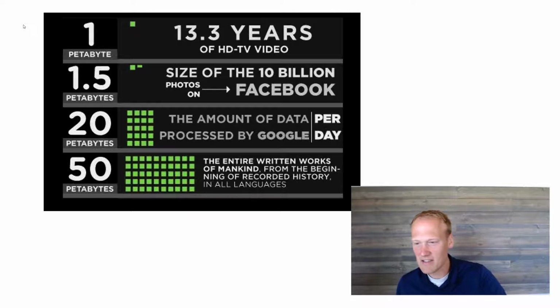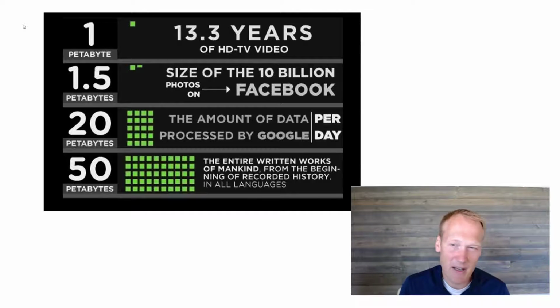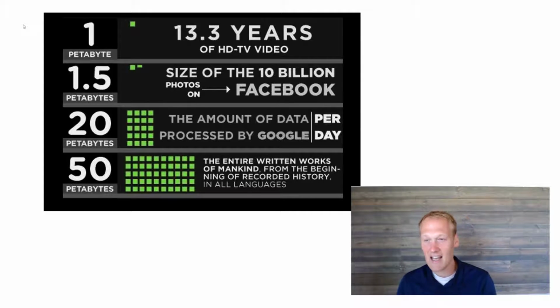And then at the bottom, I think this is interesting, 20 petabytes is the amount of data processed by Google per day. So if you took 20 and multiplied by 13.3, that's how much HD TV video Google would be processing every day. That's insane amounts of information.